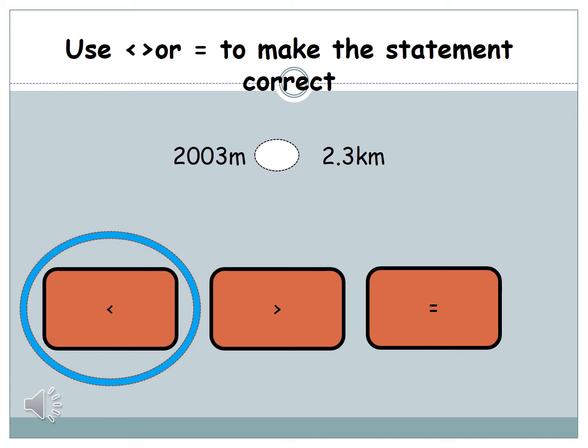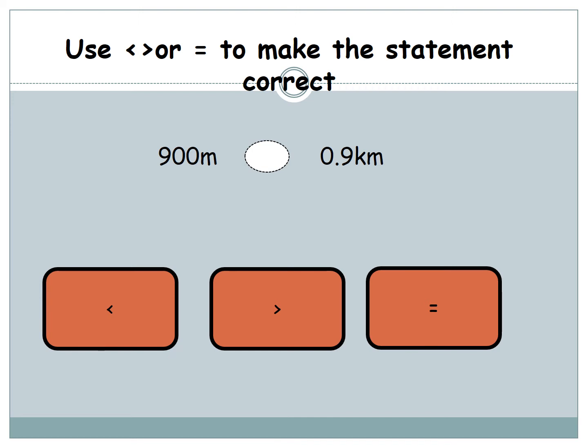2.3 kilometres is greater than 2,003 metres because if we converted 2.3 kilometres, we would do 2.3 times 1,000, which would give you 2,300, which is greater than 2,003. The correct answer is equals. They are both 900 metres.